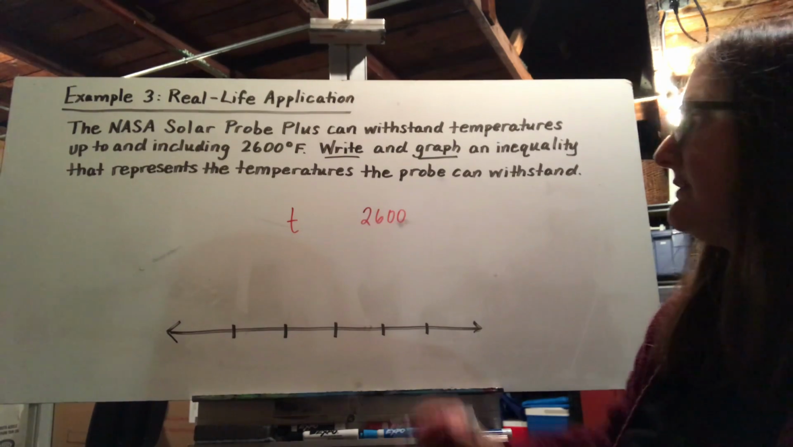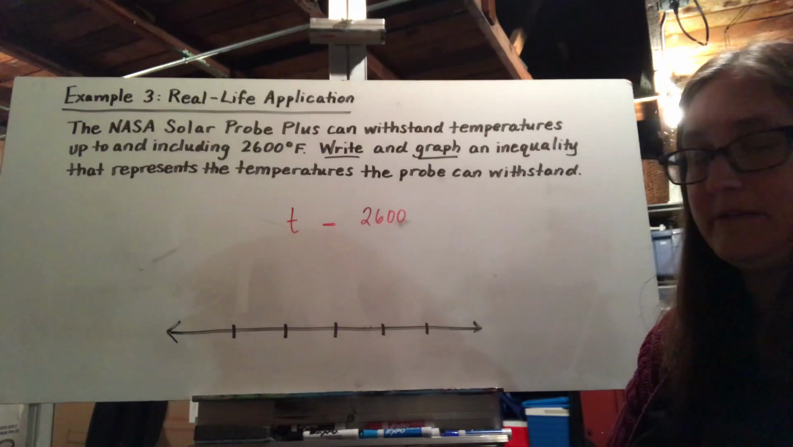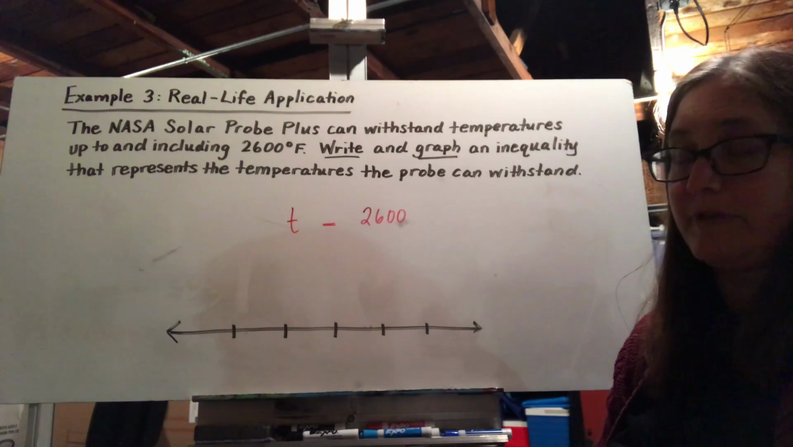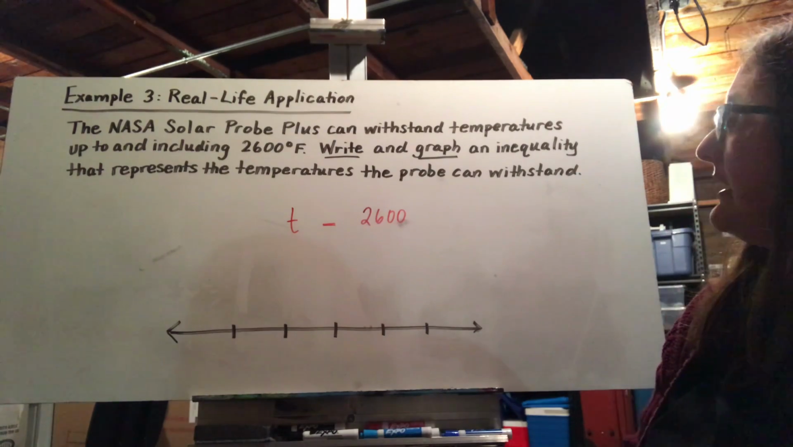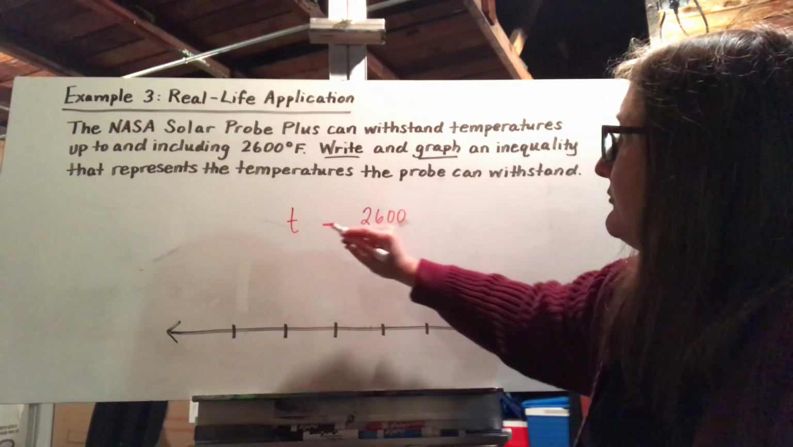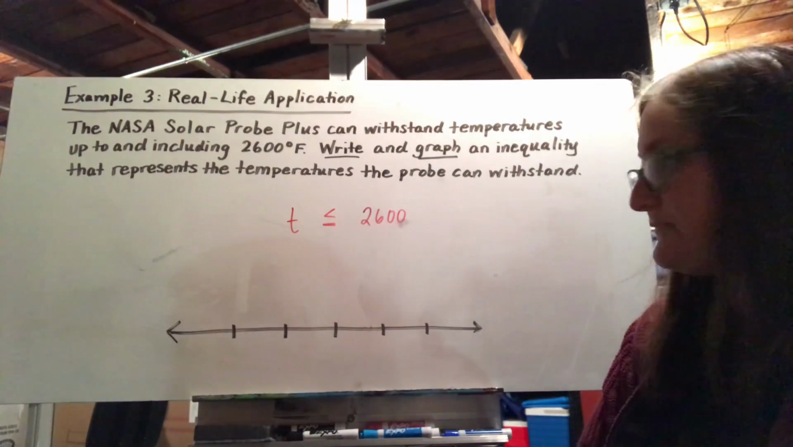So it says, if I read again, that the probe can withstand temperatures up to and including 2,600. Since it says including, I'm going to include an equal sign. It can actually be equal to that. The temperatures have to be smaller than 2,600 because it says it can withstand up to this temperature. After that, it's going to start disintegrating. So the temperature has to be less than or equal to 2,600.